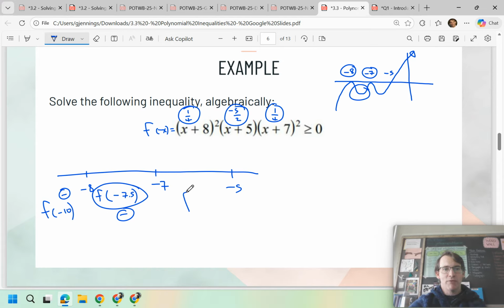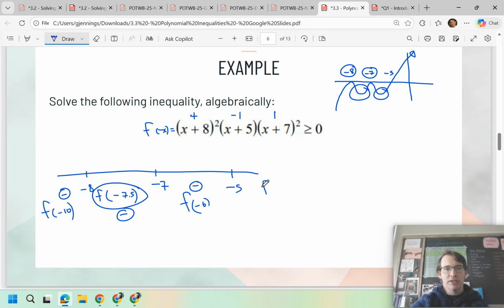We can look at f at minus 6. Okay, f at minus 6 returns minus 6 plus 8 is 2. 2 squared is 4. Minus 6 plus 7 is positive 1. Positive 1 squared is 1. And minus 6 plus 5 is negative 1. So we can see that that's negative through there. Okay? So we're negative in here, and then we're going to be positive over here.